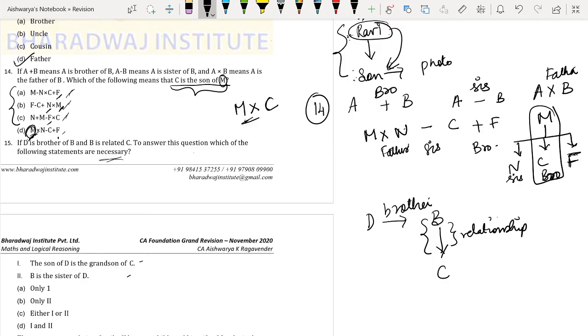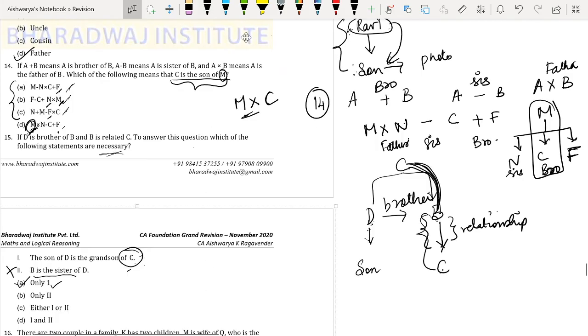So if it's the grandson of C, then it becomes very good. C will be on top. D is the son, and B could be a son or a daughter. So between B and C we can find out the relationship as father and son, something like that.